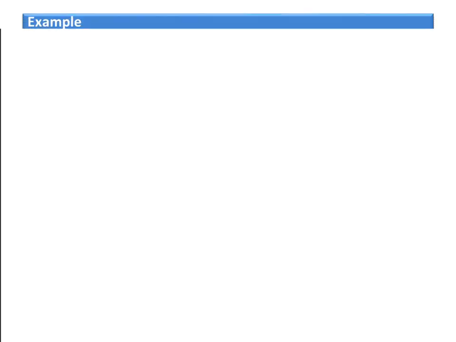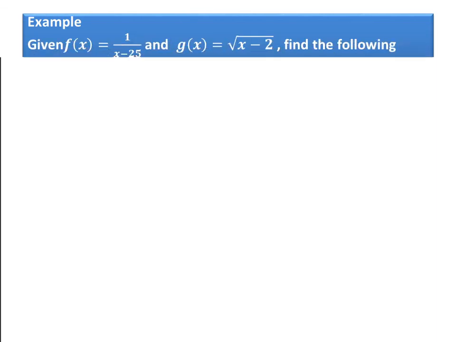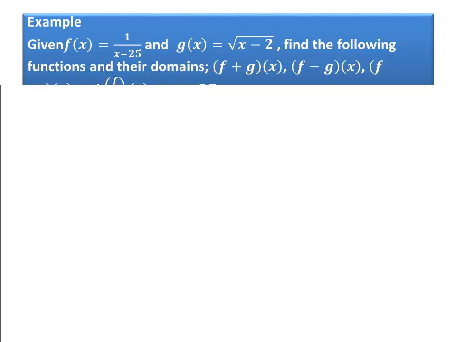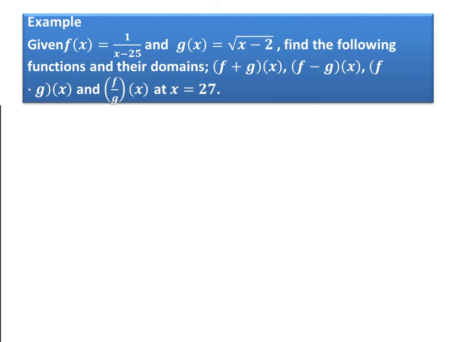So here we have another example. Given f of x is equal to 1 over x minus 25 and g of x is equal to square root of x minus 2. Find f plus g of x, f minus g of x, f times g of x, and f divided by g of x at x equal to 27.